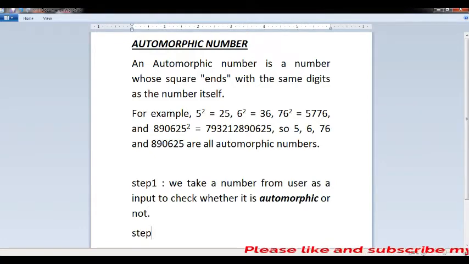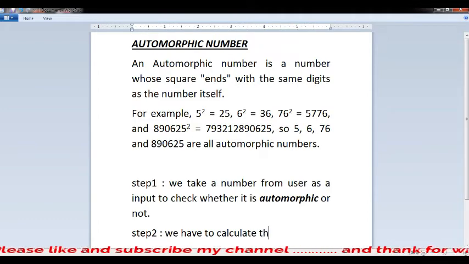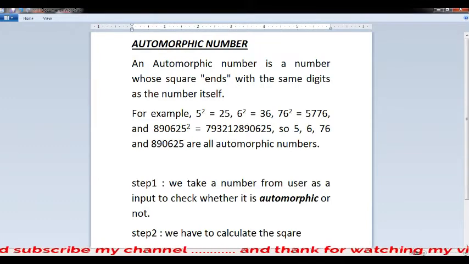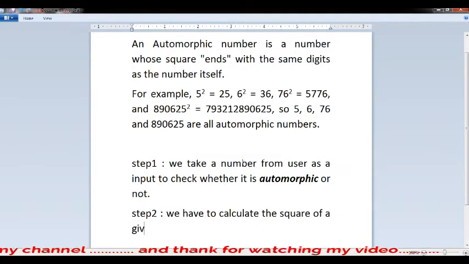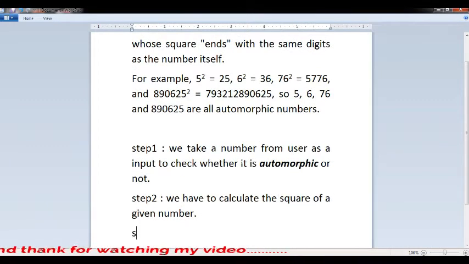You all understand it. Then second step, we have to calculate the square of the given number. I think these two steps are clear to everyone. Then we go to the third step. There is some problem here.